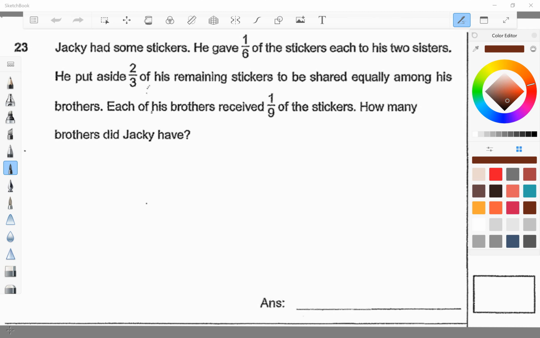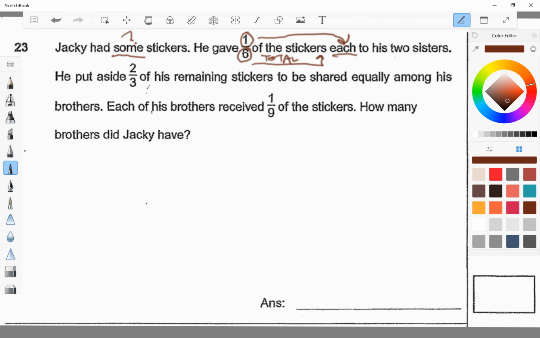Jackie had some stickers. I will put a question mark because we do not know how many stickers Jackie had at first. He gave 1 out of 6 of the stickers each to his two sisters. So this is actually the trick, and this is actually where most students fumble. The number 6 tells us that the total stickers will be 6 units, and the numerator 1 itself will go to the word each.